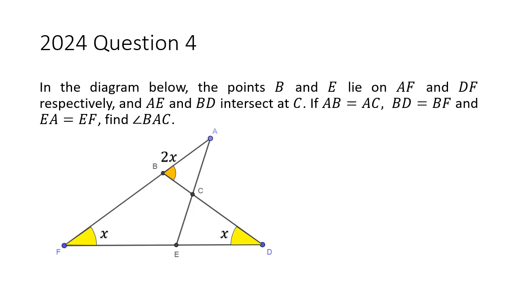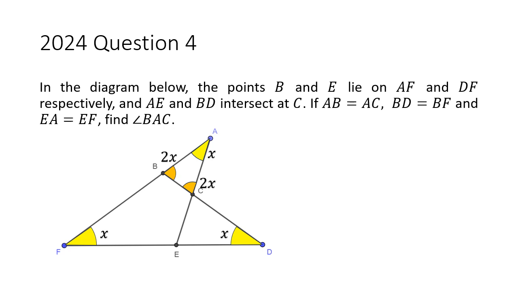But we're also given the equality that side AB and side AC are equal. So ABC is an isosceles triangle, so angle ACB is also equal to 2x. Next, we haven't used EA equals EF yet. That will make triangle AEF an isosceles triangle, so angle EAF will also be x.